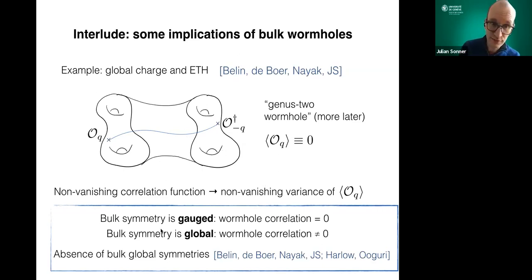So we can use these ideas of wormholes to give an independent argument for the absence of bulk global symmetries. It just comes from the existence of these wormholes. So this was the content of this paper that we wrote recently. And of course, there has been a long and very nice proof by Harlow and Ooguri of this statement, but using sort of an algebraic quantum field theory approach, very different from our argument. Our argument is more like a physical paradox type argument.